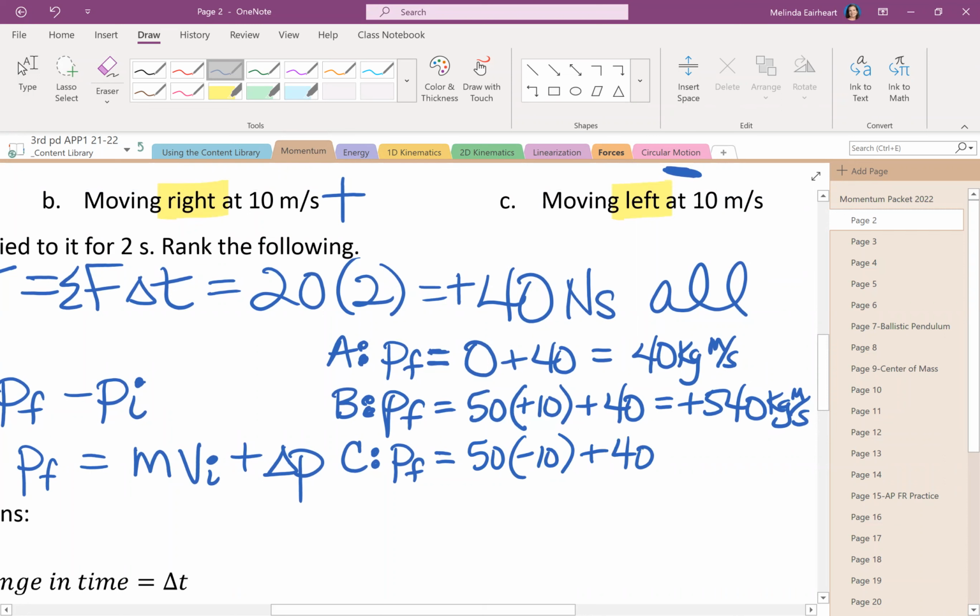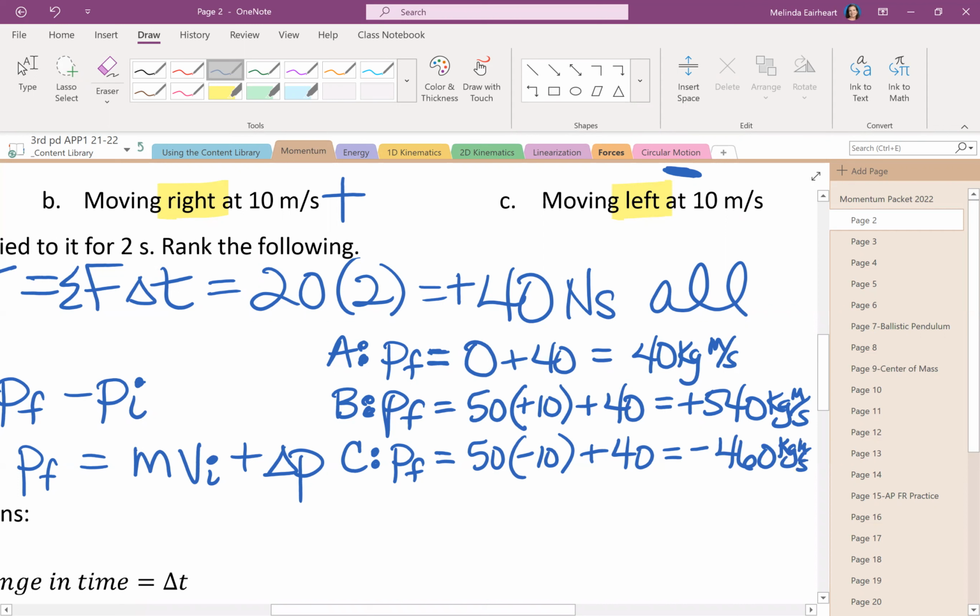And then for C, the difference here, same mass, but now it's moving to the left. It's getting pushed to the right. What's going to happen to the momentum of an object if you're moving left but pushed to the right? You're not going to have a positive change, right? Or you'll have a positive change, but your speed is going to decrease because you have a decrease in your momentum. And so here it's negative 500 plus 40 or negative 460.